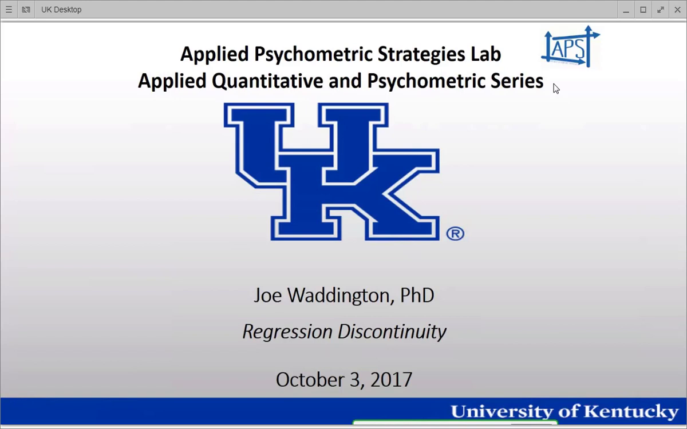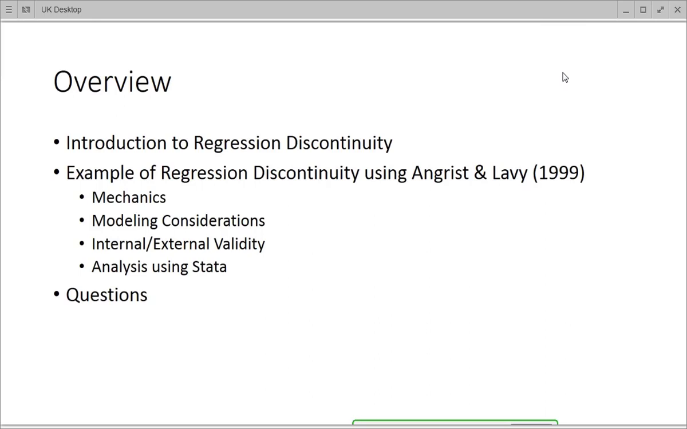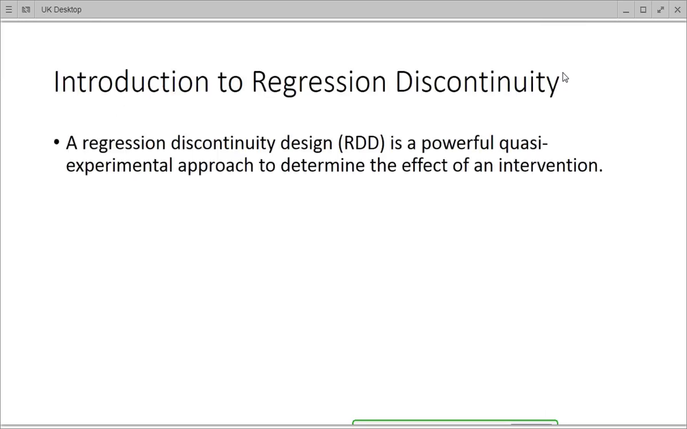As Michael said, this is going to be kind of a how-to methodology talk. I'm going to go through an example of a paper that applies regression discontinuity, and we'll talk about the basics, the methodology behind it, issues with validity, and being able to interpret the results.